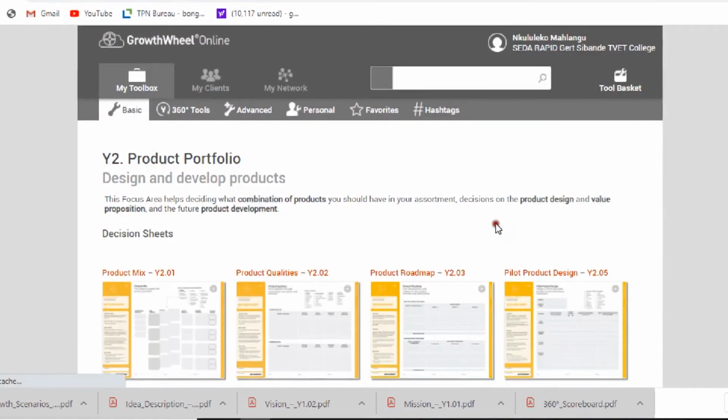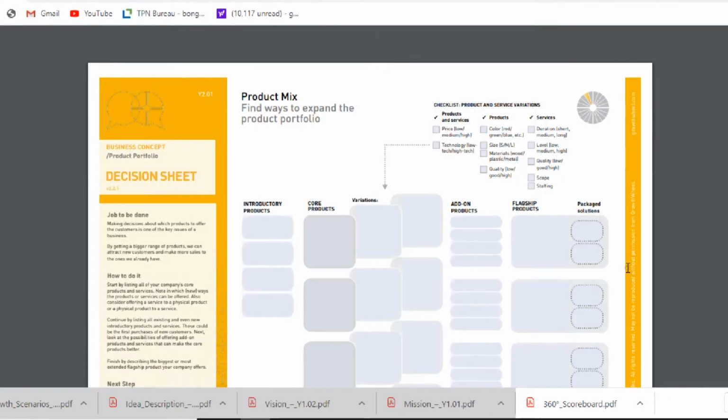Then after you've identified your business idea, we now move to what we call your product portfolio. And under product portfolio, there are a few things that we look at. The first one is the product mix. When you speak about product mix, it's what type of product you are going to bring to the table to solve that particular problem. Now, what are your core products? What are your add-on products? What are your flagship products? So I'll explain the products. It's four actually. It's introductory products, core products, add-on products, and flagship products.